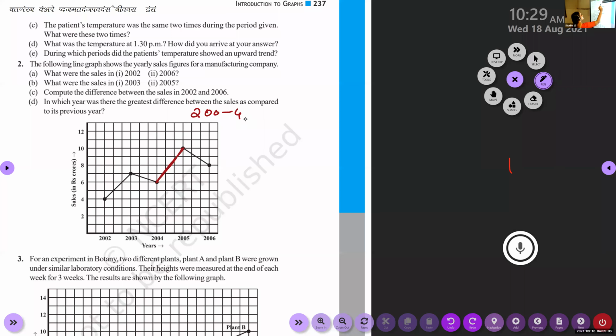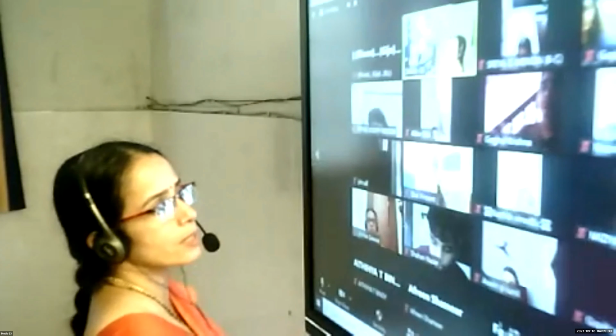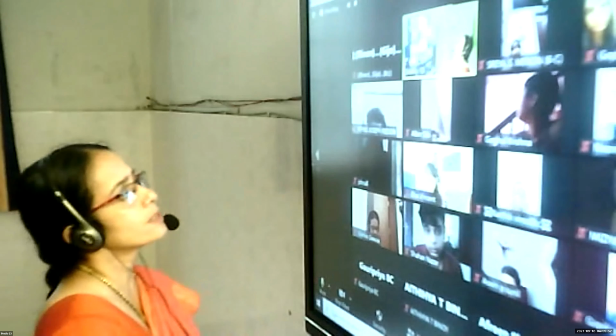2004 to 2005. And how much difference is there? 4 to 10, the difference is 4 crore. Okay. Children, have you understood how to answer these questions? Yes. So, for the third question, try to write the answers. We are not discussing it in class. All of you, read the question now and write the answers. Start doing.